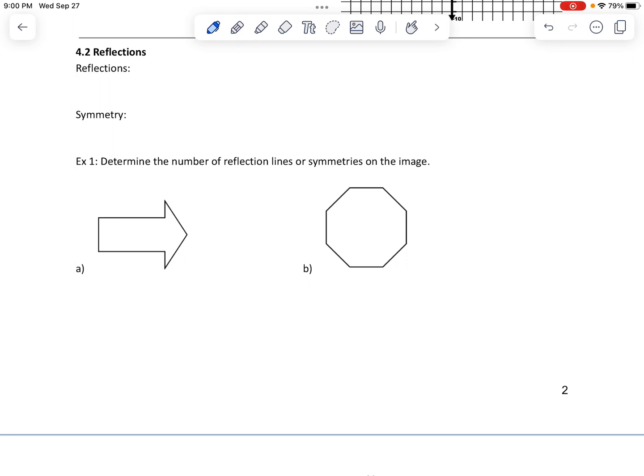We're going to be talking about reflection. So a reflection is a flip over a line. Okay, symmetry, or you can think of this as fold in half. Anyway, symmetry is where that line can be folded in half. And when you're talking about symmetry, you're talking about how many different ways could I fold it in half and it works out perfectly.